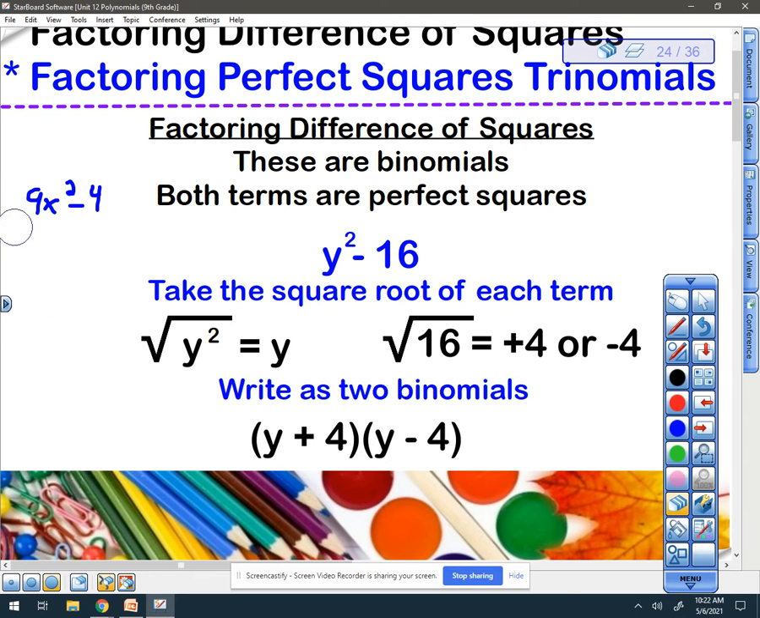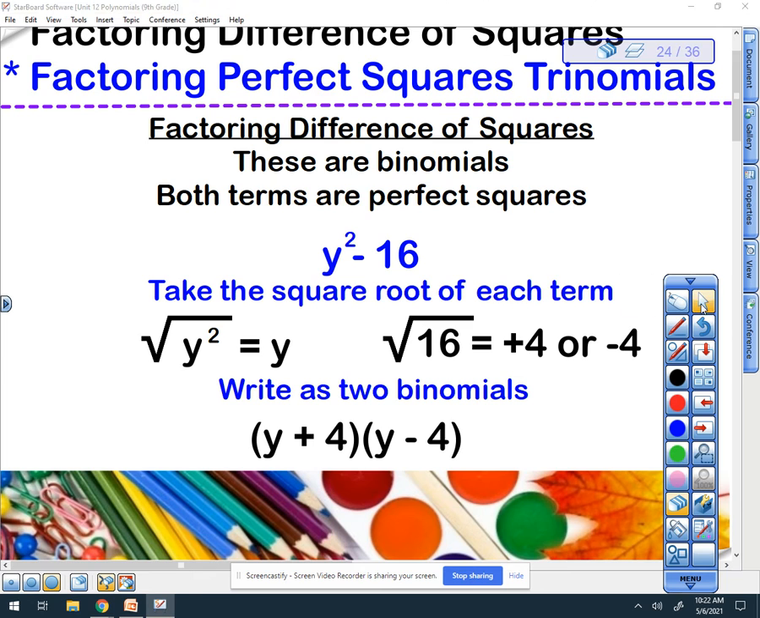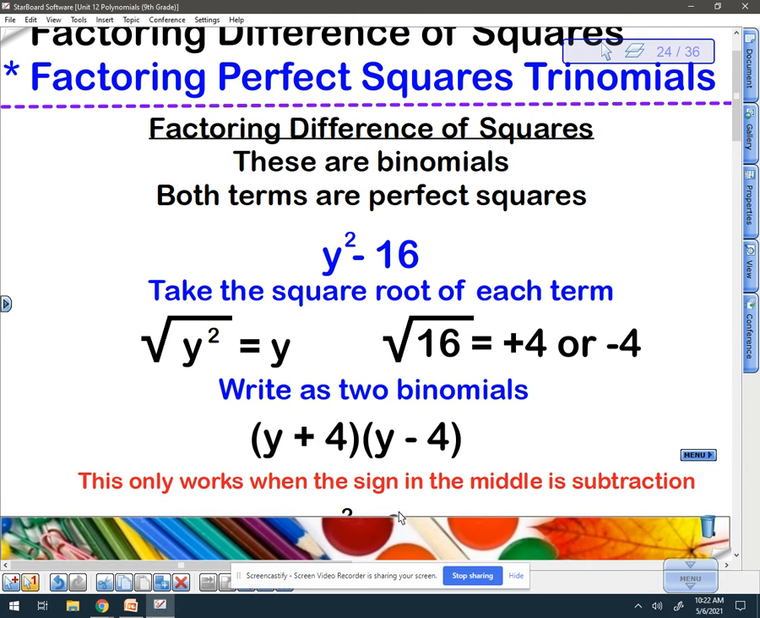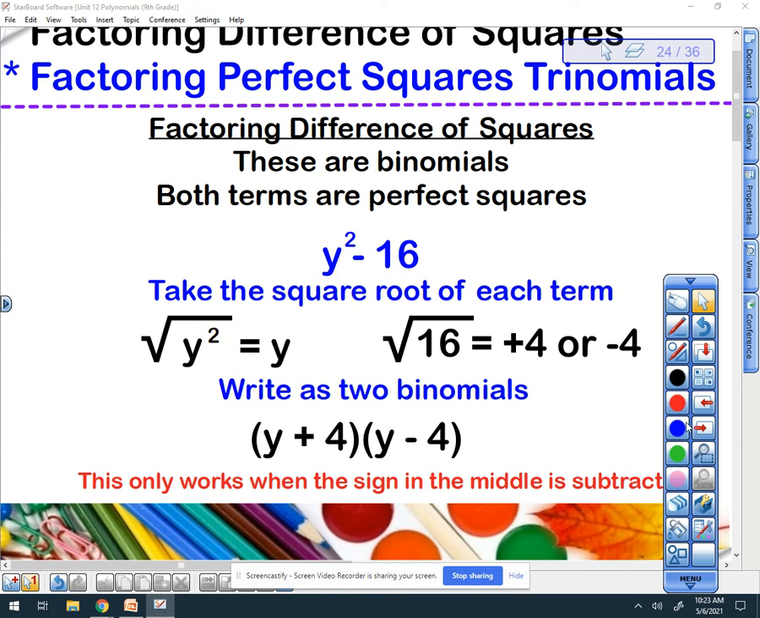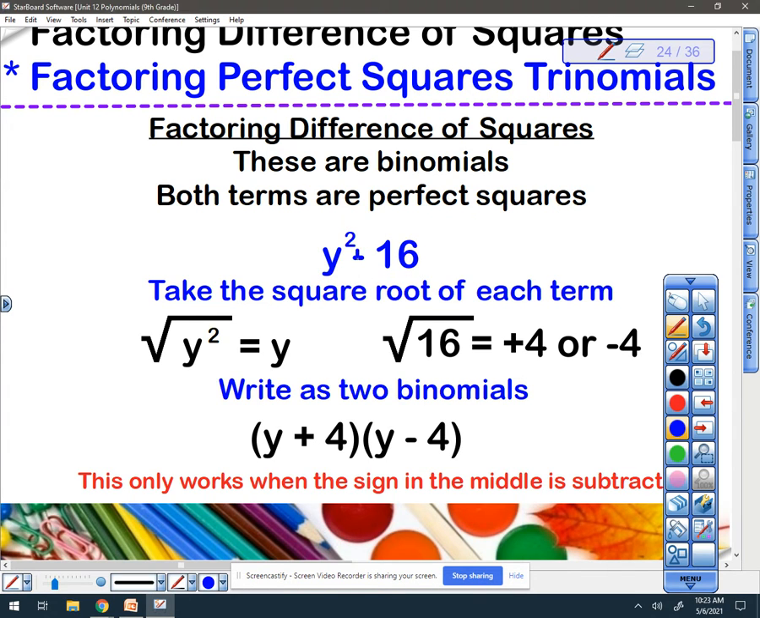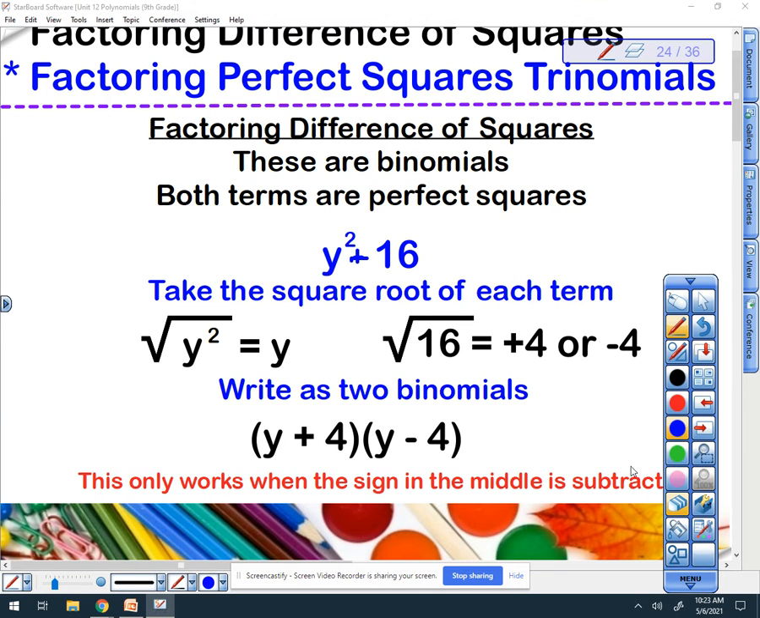And then the thing I showed and then covered up, this only works if the sign in the middle is a minus. It has to be a subtraction. If you have this same exact problem, but this is a plus sign in the middle, then it won't work. You can't use this method.